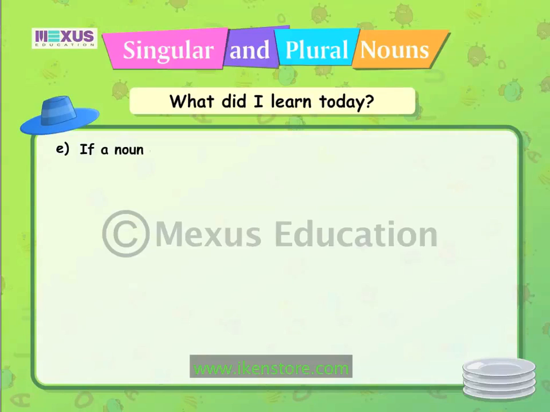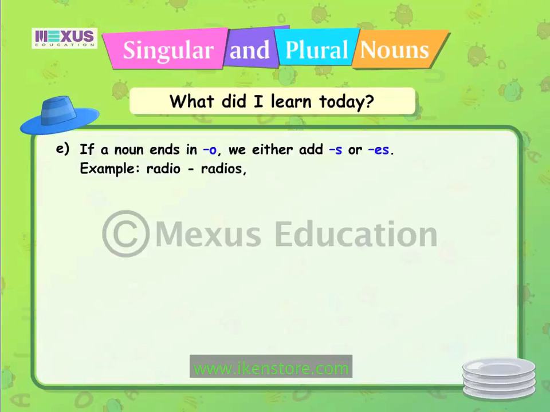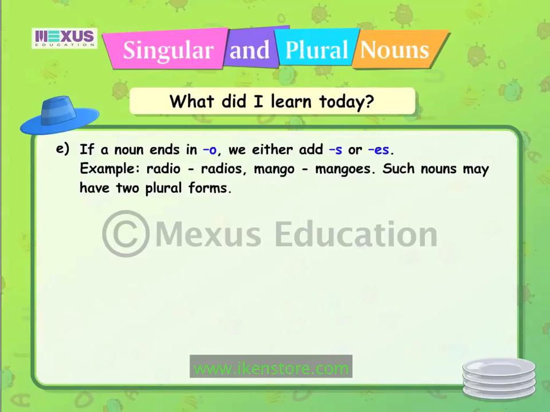If a noun ends in O, we either add S or es. For example, radio and radios, mango and mangoes. Such nouns may have two plural forms. For example, volcano and volcanoes.